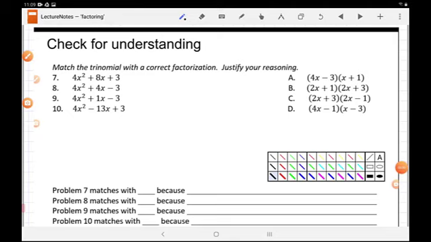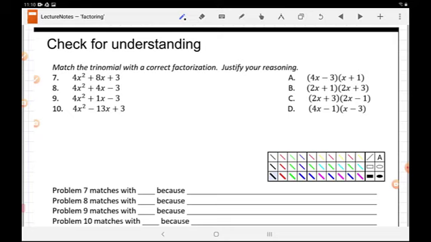I love these problems. Match the trinomial with the correct factorization, justify your reasoning. So below you'll justify your reasoning, but again, you can go through this kind of brute force and just factor each one and then see which answer goes with which one. Or you can try to solve it with the least amount of work. And I like that method.